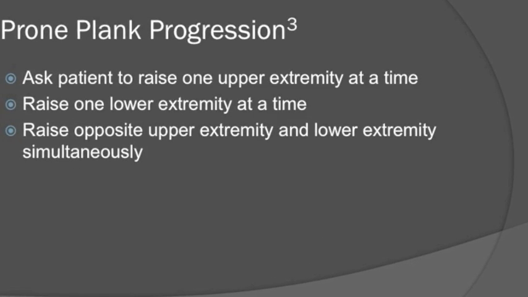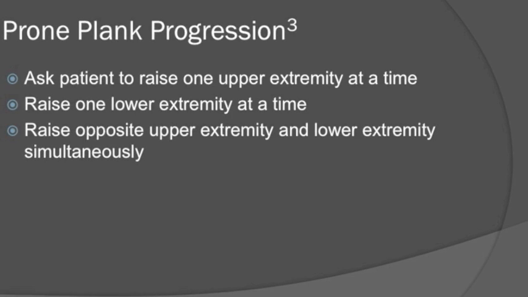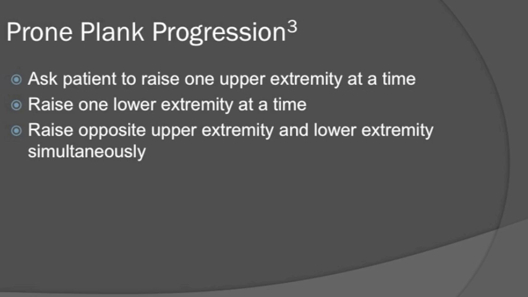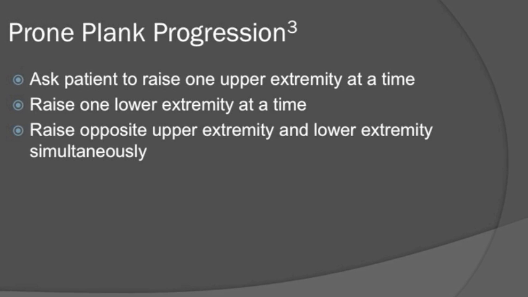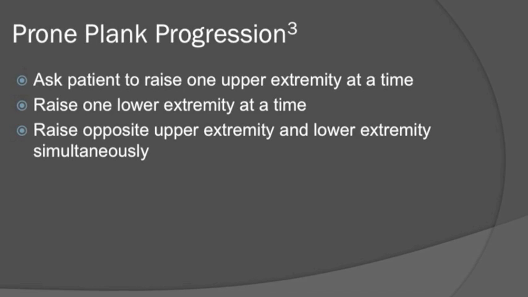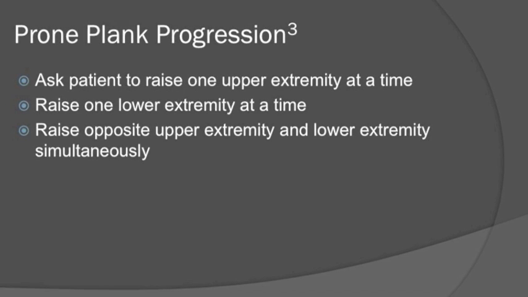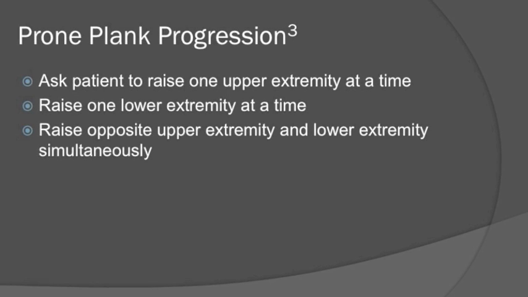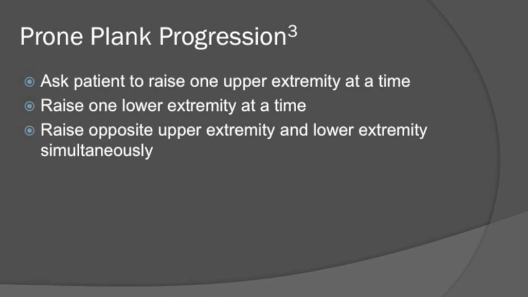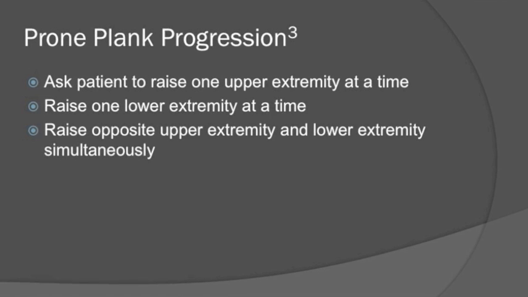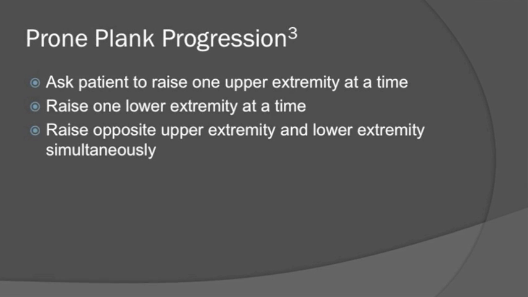Once your patient has successfully maintained neutral spine throughout the plank exercise, you can ask them to raise one upper extremity at a time while maintaining the neutral position. Progress them to raising one lower extremity at a time, and then eventually progress them to raising the opposite upper extremity and lower extremity simultaneously, all while maintaining a neutral spine. Next, you will see a demonstration of the prone plank progression.